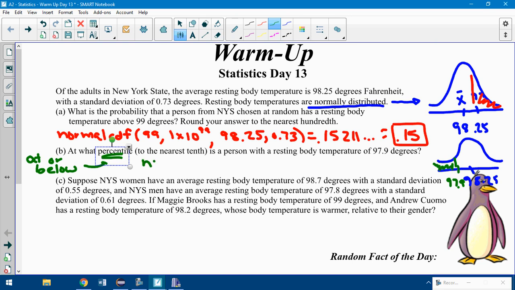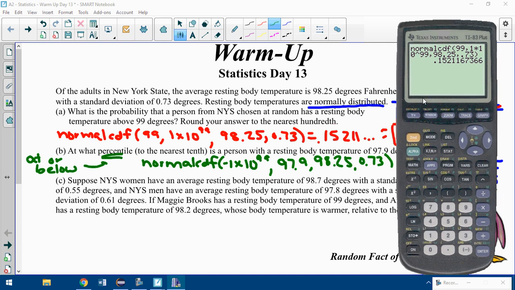So that would be normal CDF. If you look at your picture, the lowest thing shaded would be negative infinity, so negative 1 times 10 to the 99th. The upper thing shaded is 97.9 with a mean of 98.25 and a standard deviation of 0.73. Okay, then we go to the calculator. Second vars, normal CDF. Negative 1 times 10 to the 99th, comma 97.9, with a mean of 98.25 and a standard deviation of 0.73. 0.3158.